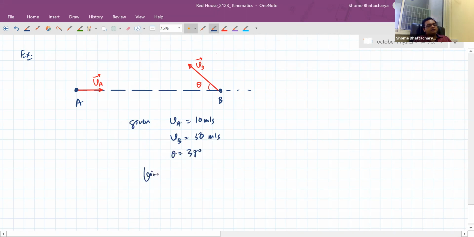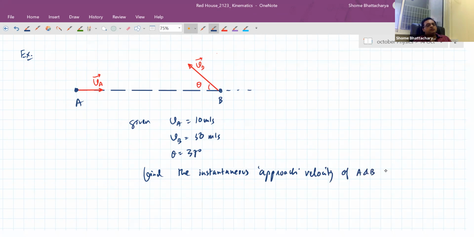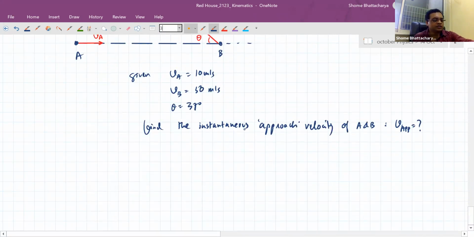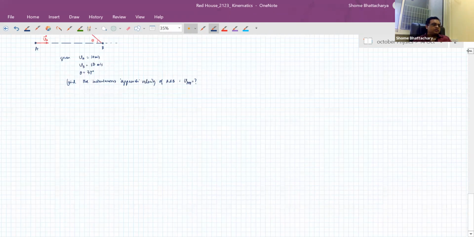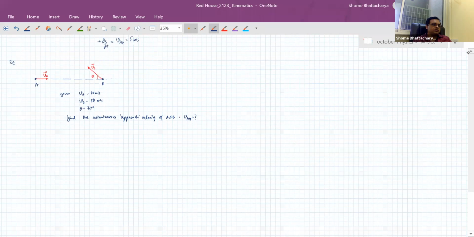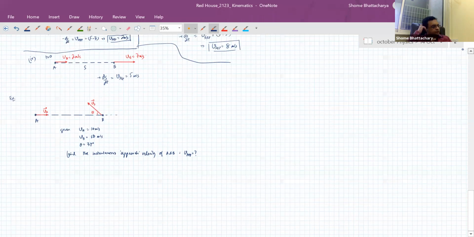You have to find the instantaneous, that is at that moment, approach velocity of A and B. It's always a pair of particles that have an approach velocity. So how much is that approach velocity? Just go through this question and try to see how we'll take this into consideration.